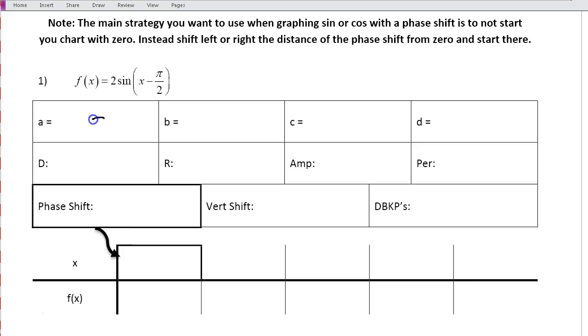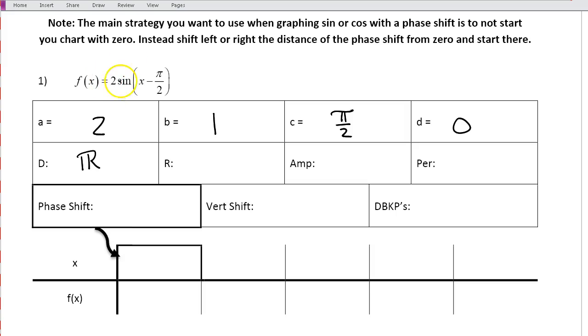We've got a as 2, we've got b as 1. Remember, this is bx minus c, so c is actually going to be positive pi over 2. If it was x plus pi over 2, that would be x minus negative pi over 2, which would make c negative. So it's kind of like the opposite. There's no d, so there's no vertical shift. Our domain, as always, is all real numbers.